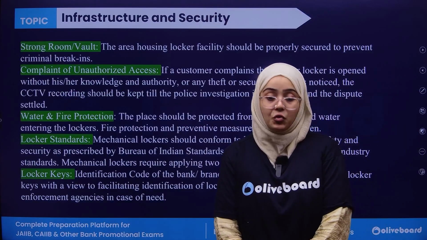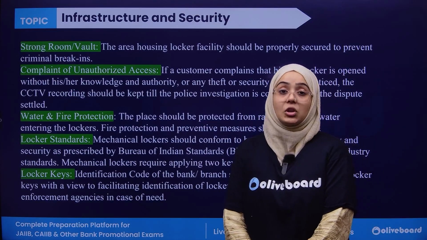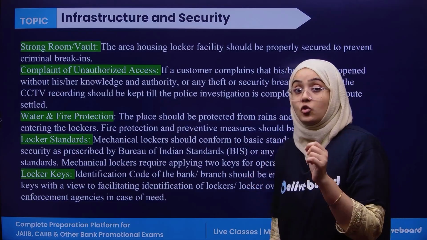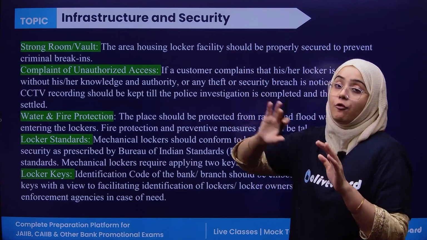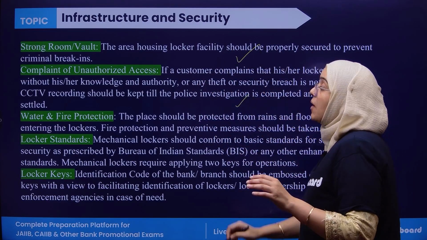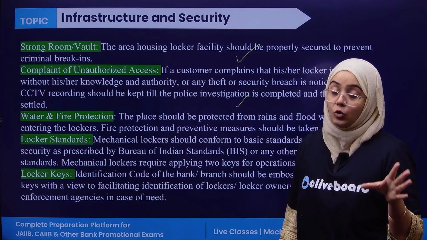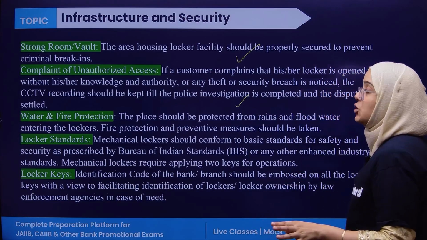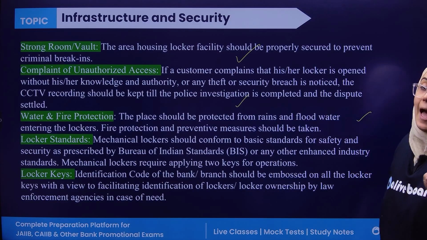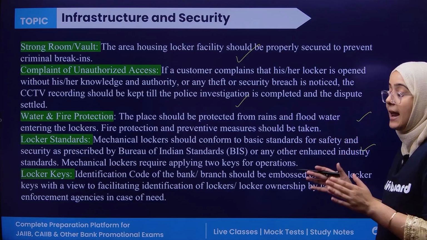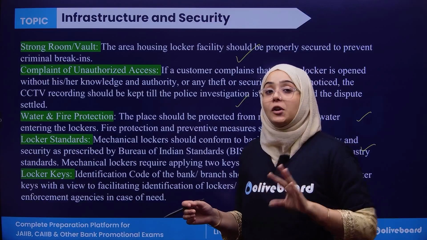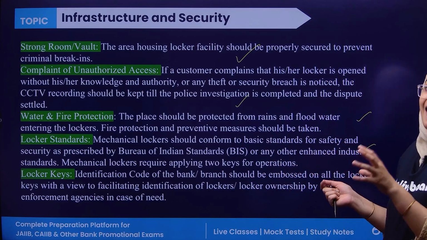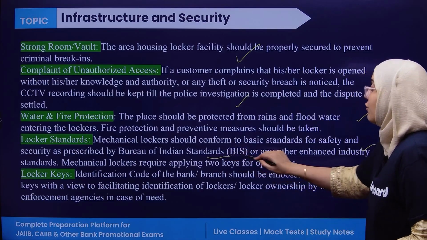Next, if we talk about the infrastructure and security, how the infrastructure and security should be in a locker area. For example, first of all, there should be a strong room, a strong vault, properly protected from any customer break-ins. For complaints of unauthorized access, there should be CCTV cameras around. If there is any unauthorized access in that deposit locker area, it must be reported to the top management. The area should be protected from water and fire. The local standards, the mechanical lockers and the safety keys should be there. The room in which there are lockers should have a mechanical locker, and that should be as per the standards described by the Bureau of Indian Standards.